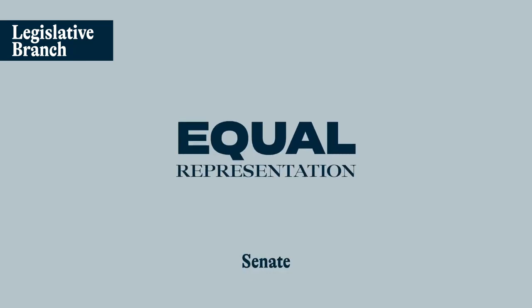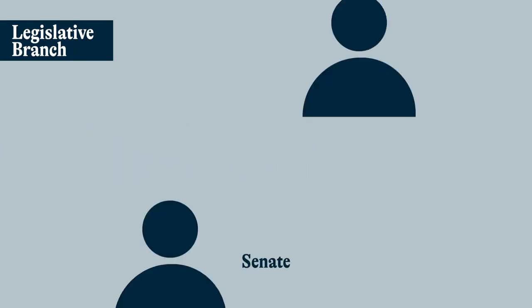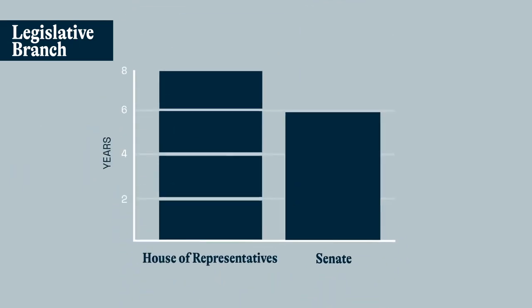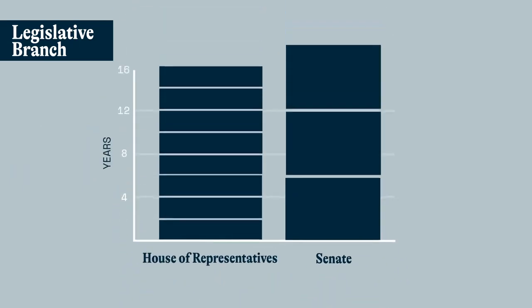The second body of the legislature is the Senate. The Senate is based on equal representation. Each state, no matter the population, gets 2 senators each. Senators serve unlimited 6-year terms to allow for deeper thought and discussion in the lawmaking process.